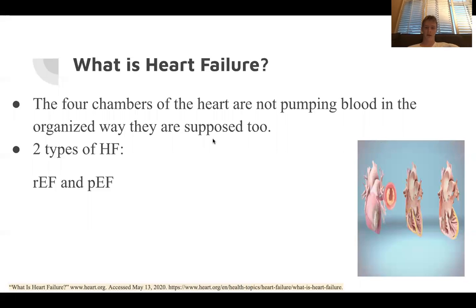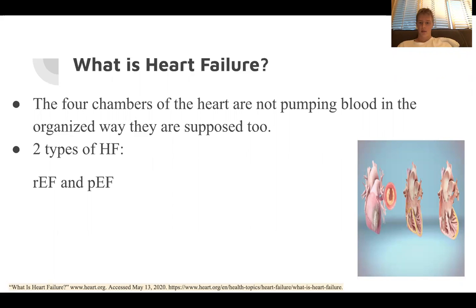What is heart failure? The four chambers of the heart are not pumping blood in the organized way they're supposed to, which causes a lack of blood being supplied to the organs that need to be supplied with blood. And there are two types of heart failure: reduced ejection fraction and preserved ejection fraction.